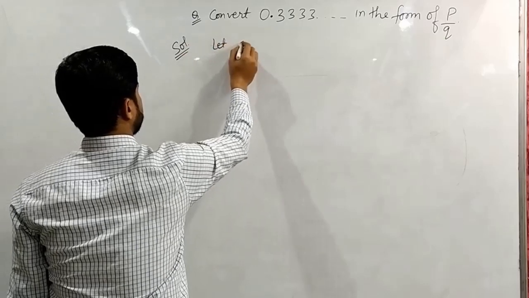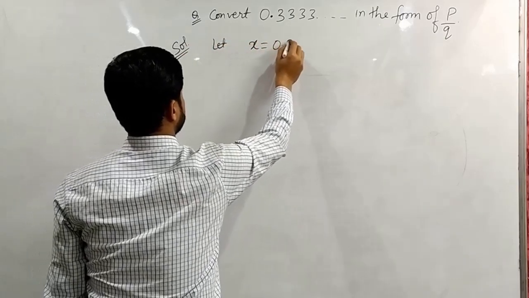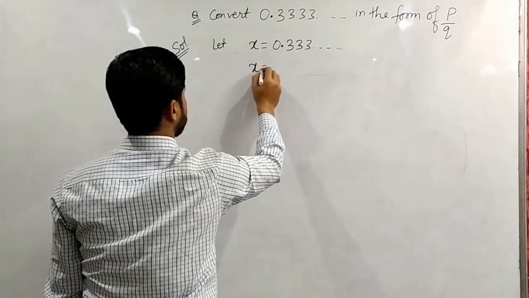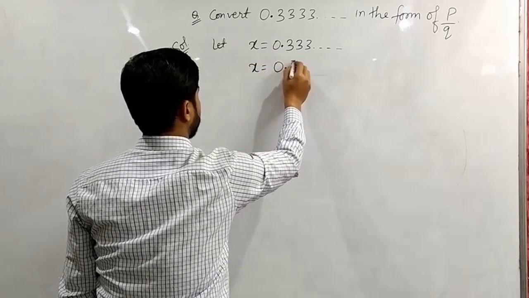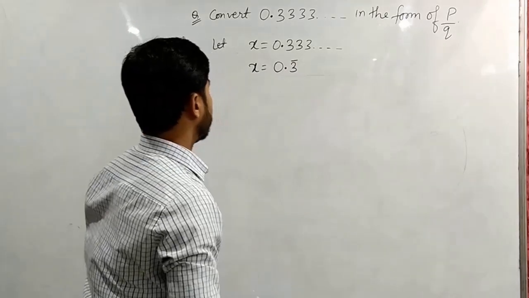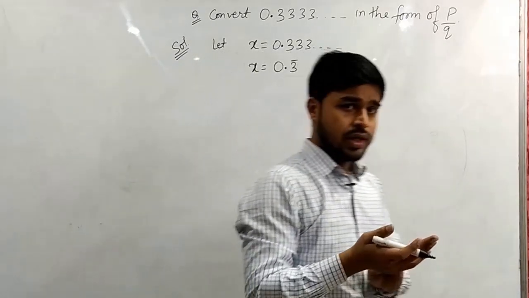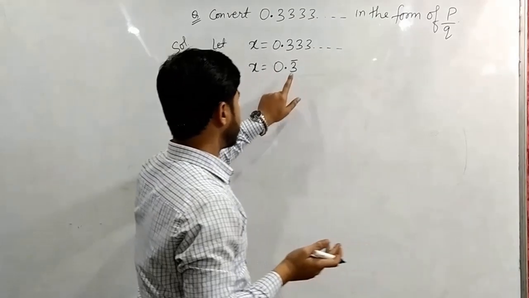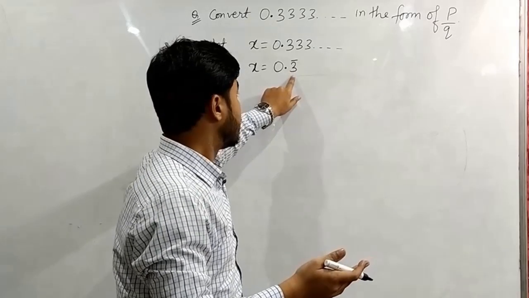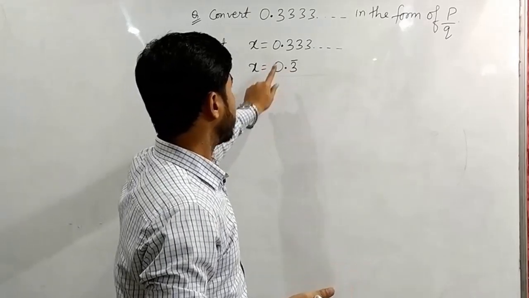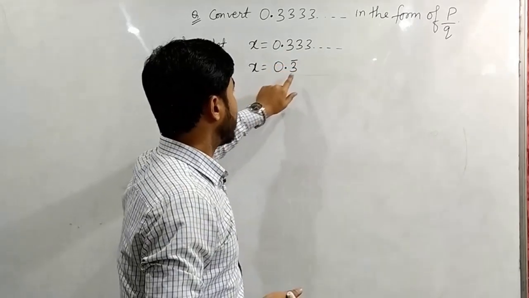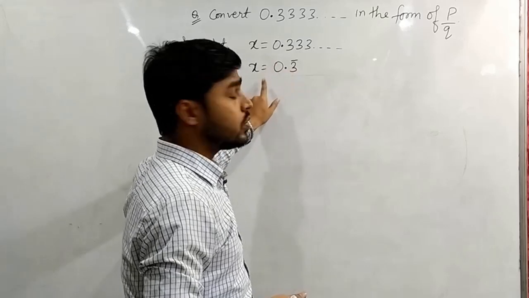See, the solution is like this. Let us assume that x is equal to 0.333..., or I will simply write it as 0.3 bar, which indicates that 3 is coming indefinitely, to infinity. Now the next step is that we have to shift as many digits as are repeating again and again to the left side. Like 3 is repeating again and again to infinity. So we have to shift 3 to the left side.